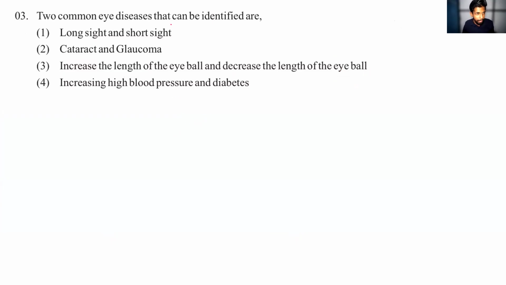The correct answer. The common eye diseases. Very good. Kukarsha, very good. And Karunya, very good. Tashmita, very good. Yes.